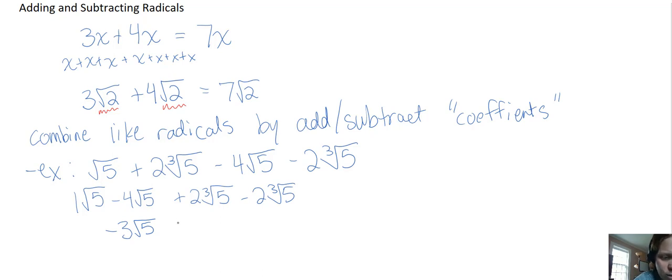Now the next one, 2 minus 2, when I combine these cube roots, 2 minus 2 is 0, 0 cube root 5. So if 0 is a coefficient, it's actually going to be just completely gone. So that can happen. So my answer is negative 3 square root 5.